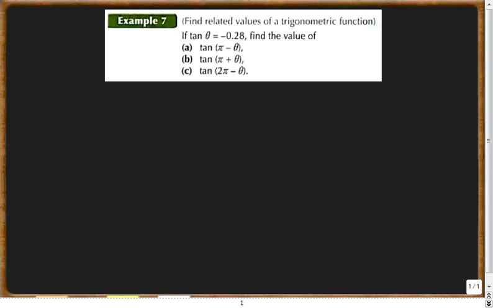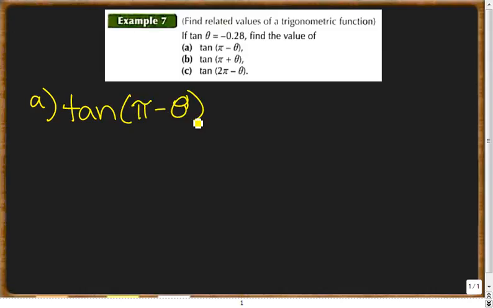Example 7 says, if tangent of theta equals negative 0.28, find the value of the tangent of pi minus theta, the tangent of pi plus theta, and the tangent of 2 pi minus theta. So for A, the tangent of pi minus theta.